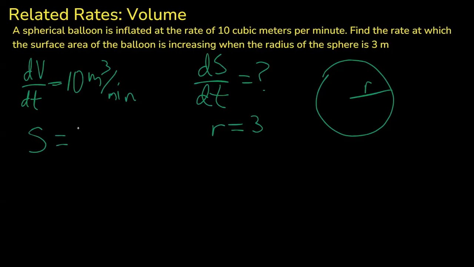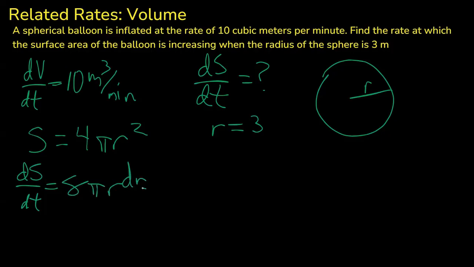Surface area formula is 4 pi r squared. So dS/dt is going to be 8 pi r dr/dt. We know r is 3, so this is going to simplify to 24 pi dr/dt. The problem is we don't know dr/dt, and we haven't used all the information that was given. We also know the rate of change of the volume. So what we can do is try with the volume formula.